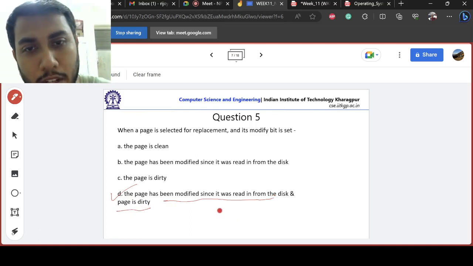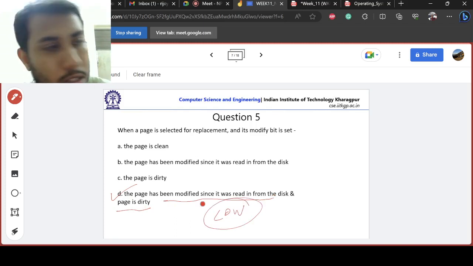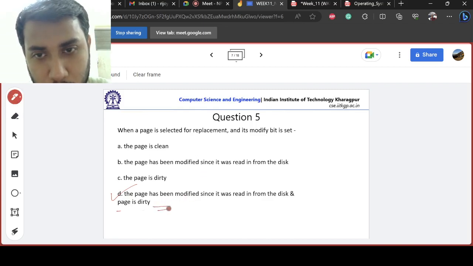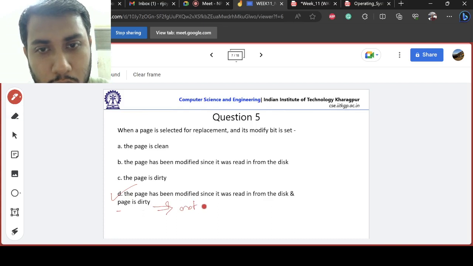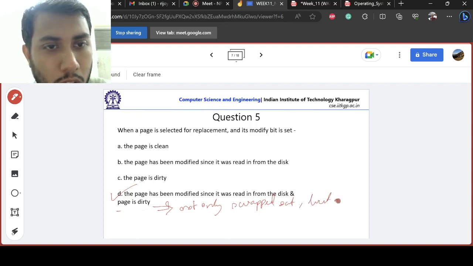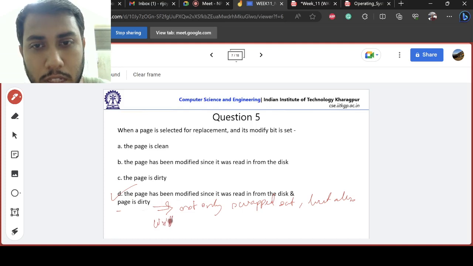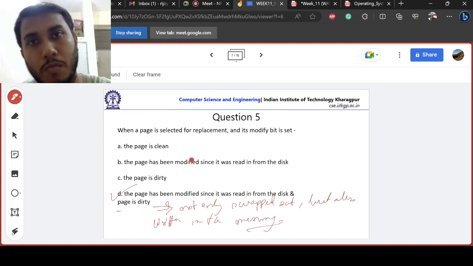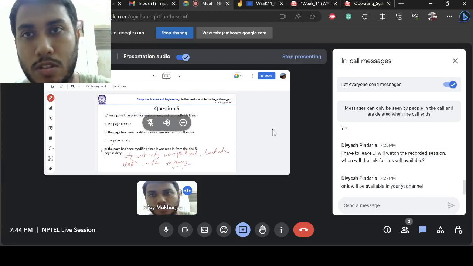So what happens there? Copy on write happens. Not copy on write, it has to be, let's say, not only swapped out but also written in memory, right? This is what happens.